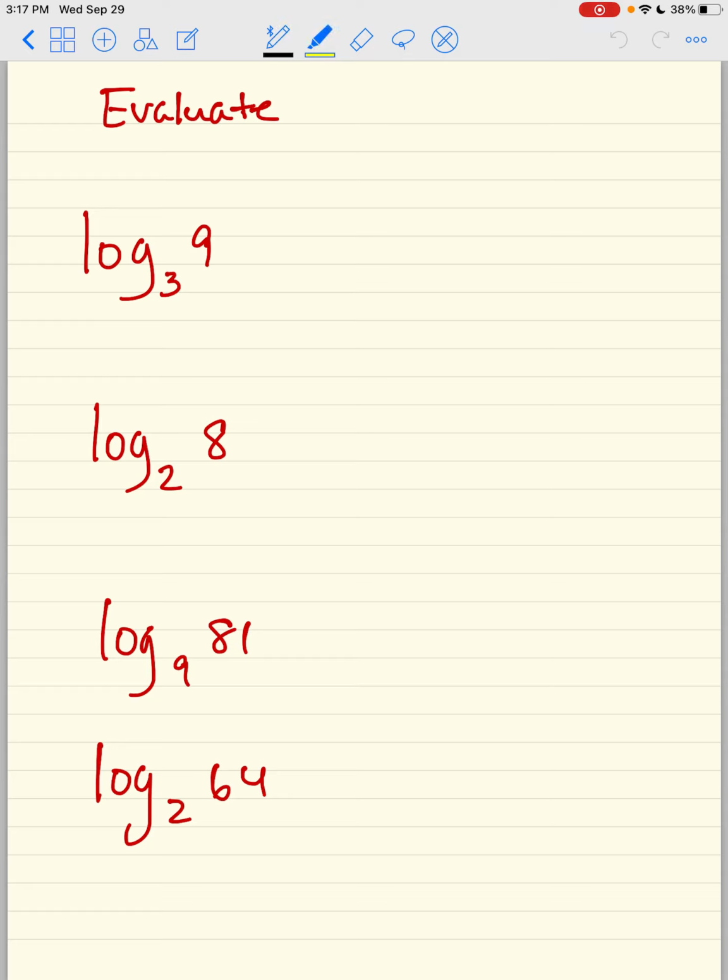The way that we read this is we say 3 to what power makes 9? 2. The way that we read this is we say 2 to what power makes 8? 3. The way that we read this is 9 to what power makes 81? 2. The way that we read this is we say 2 to what power makes 64?